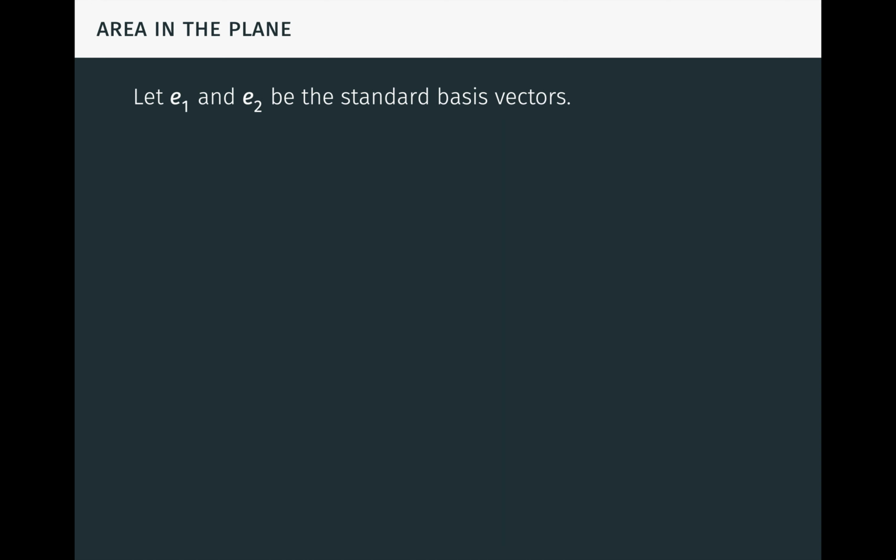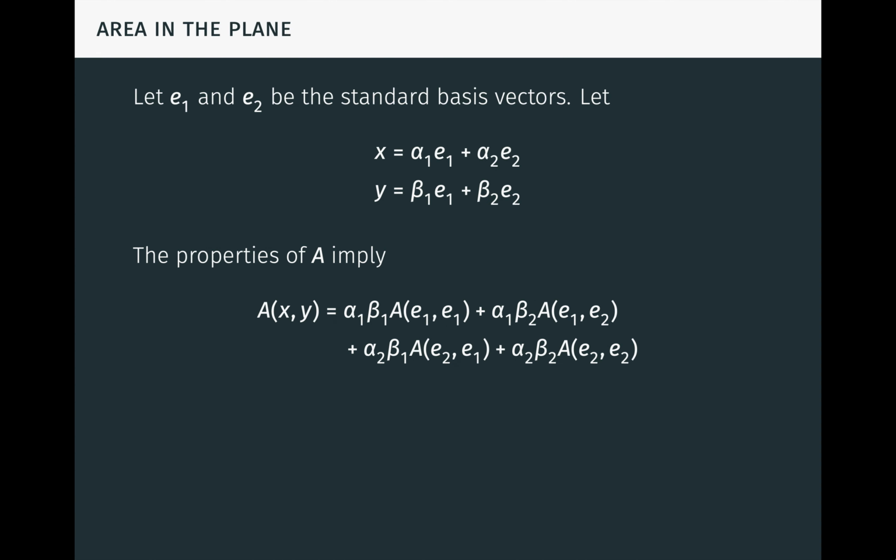Now let e1 and e2 be the standard basis vectors. Express x and y in terms of them with scalar coordinates alpha1, alpha2, and beta1, beta2 respectively. Bilinearity of A implies that A(x,y) expands like this. However, the alternating property of A implies that A(e1,e1) and A(e2,e2) are both 0, so the first and last terms vanish, while A(e2,e1) is just minus A(e1,e2), so this all reduces to this.